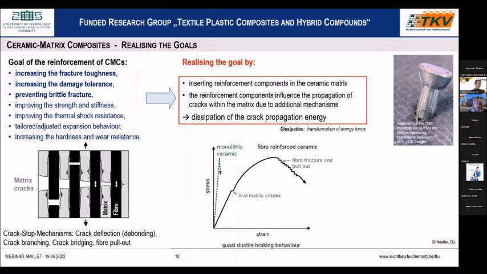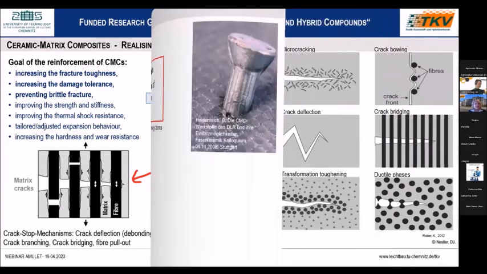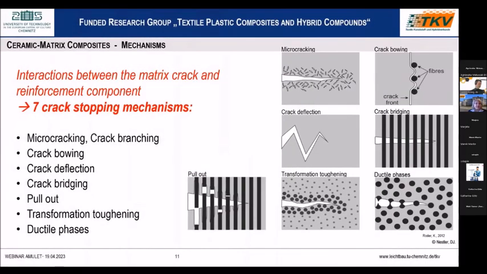In the diagram, you can see the curve for this, and you see here the graph of a fiber reinforced ceramic. There's an energy dissipation of the cracks through the fiber reinforcement. And a little bit better, you can see this in this slide. There are 7 mechanisms that can explain the effect of fracture toughness in fiber ceramics.